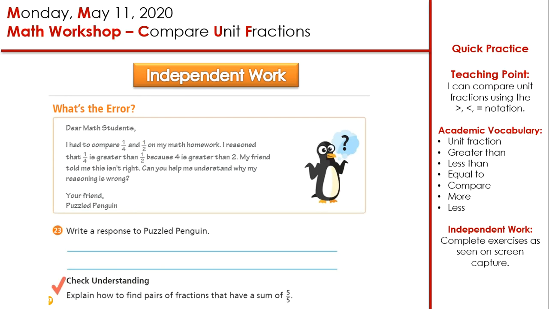At the end, we are going to help our puzzle penguin. As you know, he's always kind of lost, so we're here to help him. So take a look at the situation that he has here. I'll help him out by writing a response to puzzle penguin. Please provide as much detail as you can using the vocabulary and words that we have learned so far regarding fractions.